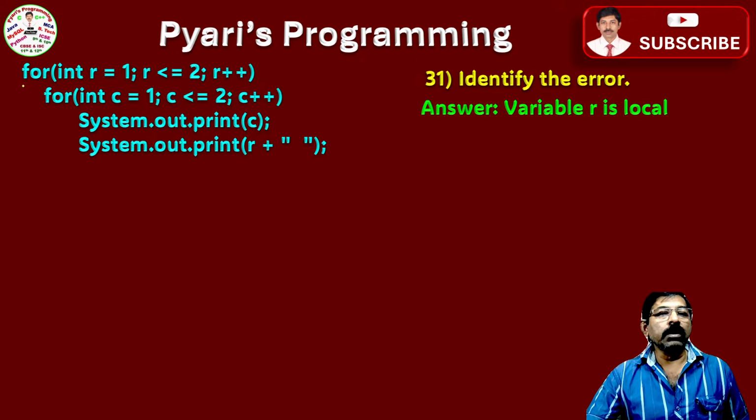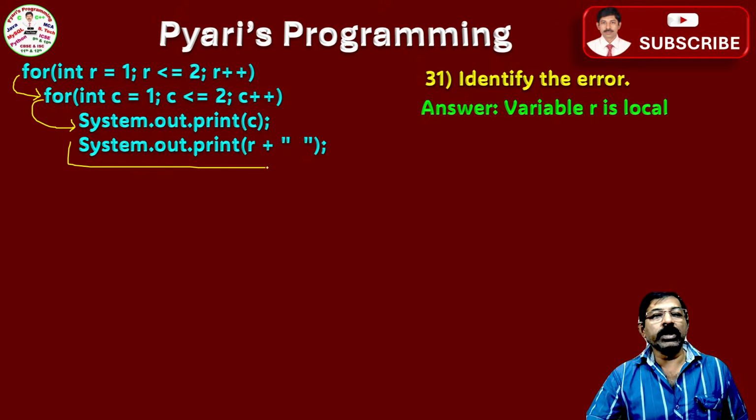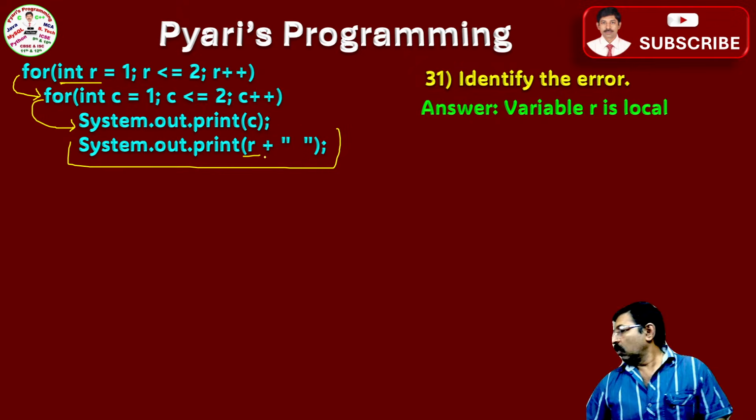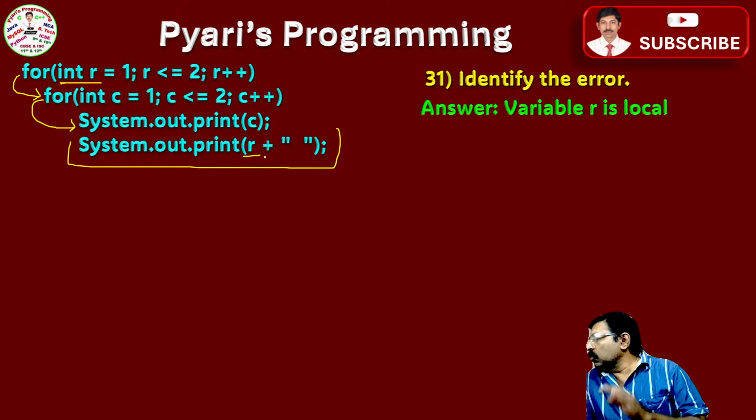Look at over here. A for loop can execute only one statement, and the inner for loop can execute only one statement. That means this is outside the for loop, and R is declared inside the for loop. Hence, it is a local variable. It cannot be accessed over here. Everybody has understood. Few candidates have given logical error. For them, the explanation is given.